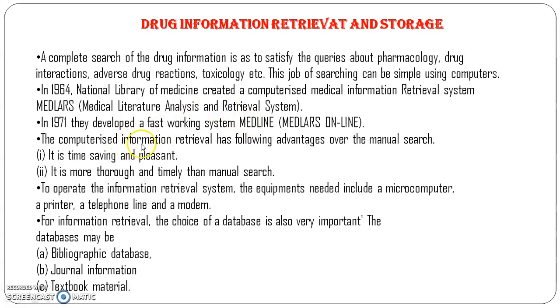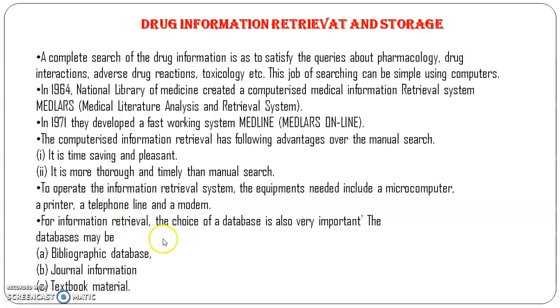The computerized information retrieval has the following advantages over manual search. It is time saving and pleasant. It is more thorough and timely than manual search. To operate the information retrieval system, the equipment needed includes a microcomputer, a printer, a telephone line and a modem.